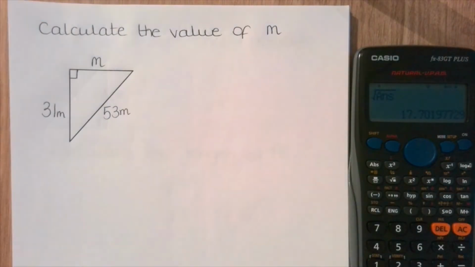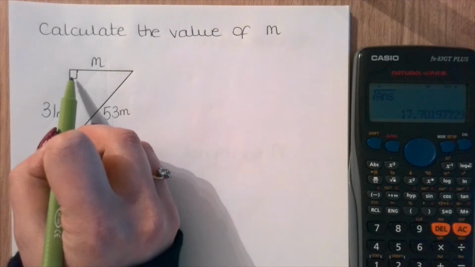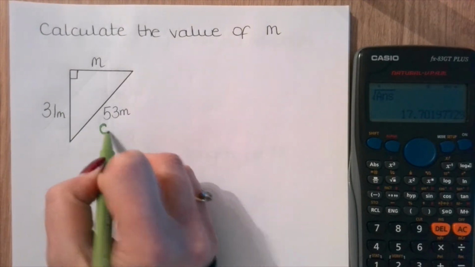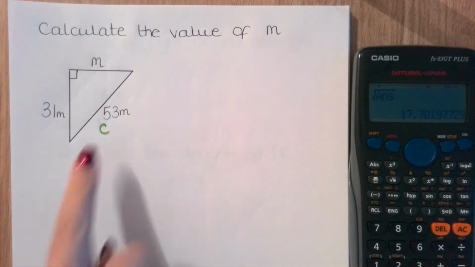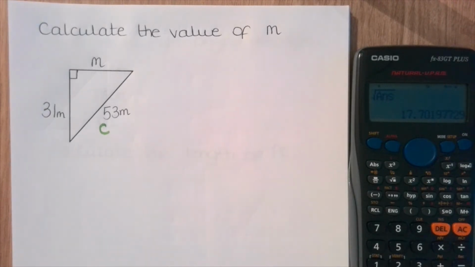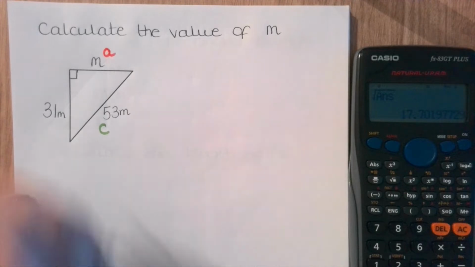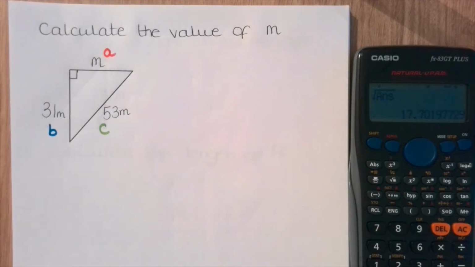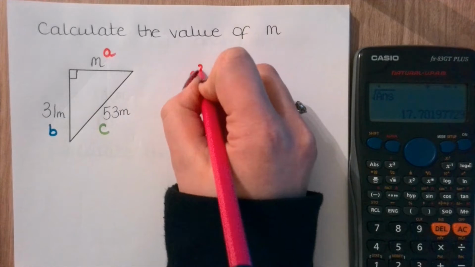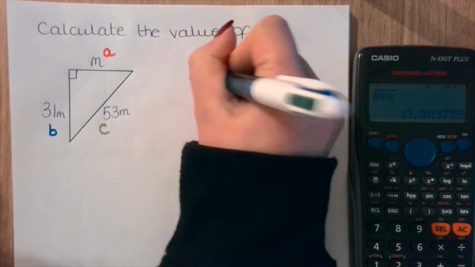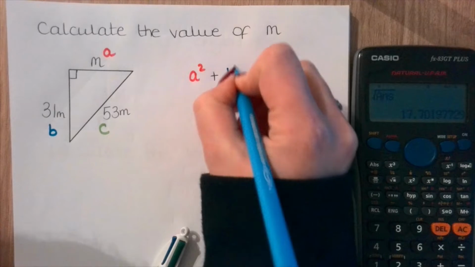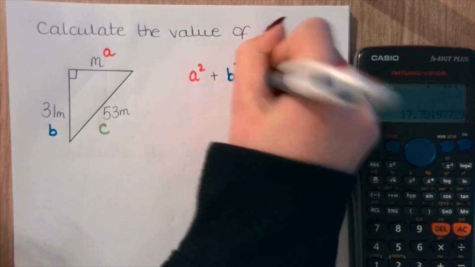My second example is slightly different. Now this is different because if I have a look and I start labelling my triangle, here's my right angle, therefore this must be my hypotenuse. This time I have got a value for C and I'm going to have to work out either A or B. It doesn't matter which way you label them. I'm going to label that one A and that one B. I'm going to start by writing out my formula so I know how it all fits together. A squared plus B squared is equal to C squared.